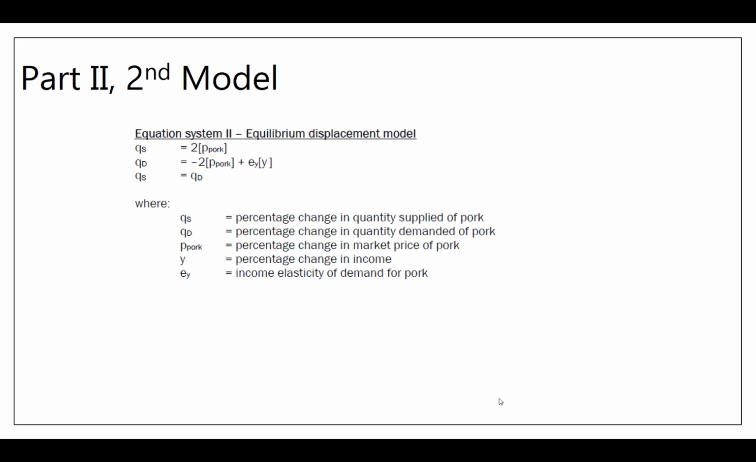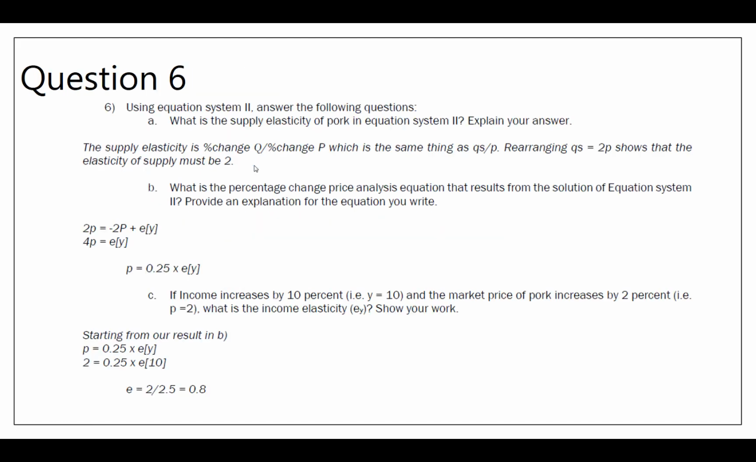Okay, the second model we had in part 2 was one of these equilibrium displacement models. It's percentage change equations for supply and demand, and then the condition that the percentage changes need to match on the quantity side. Here's all the definitions that you would have, and of course the key part here is there's an income effect on the demand side, so the percentage change in income times the income elasticity. So using that equation system, question 6 says, what is the supply elasticity of pork in equation system 2?